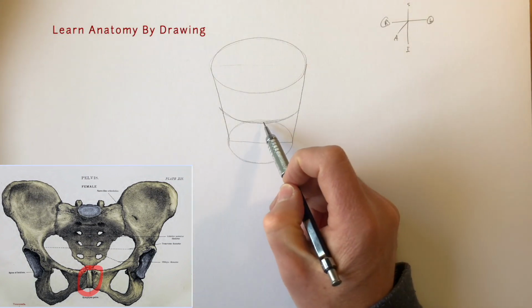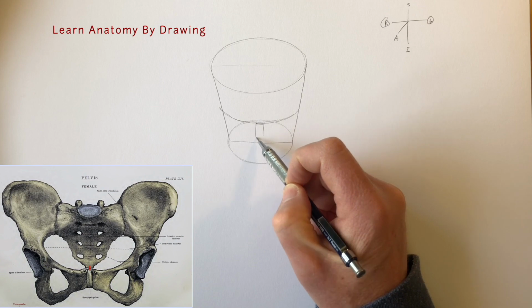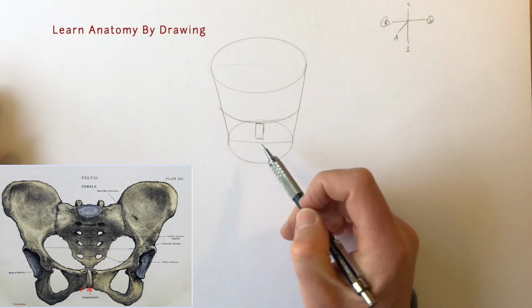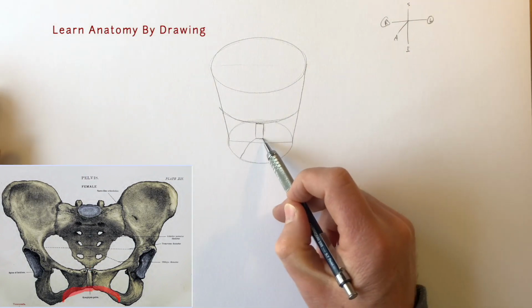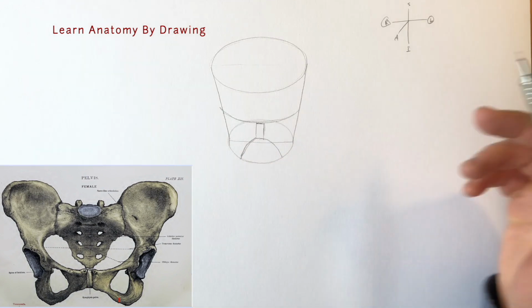That is just from here, about halfway down, this line here, just a rectangular structure like that in the middle. And then from there it forms this arch here, called the pubic arch. So we'll just drop a line down there like that and like that. And that gives us our pubic arch.